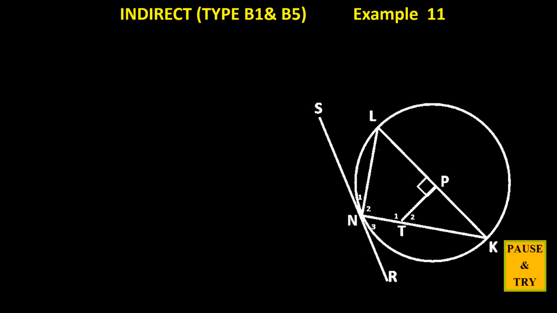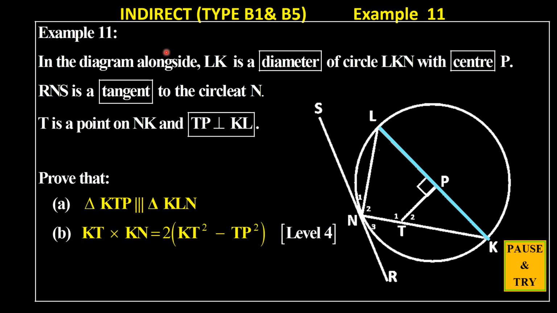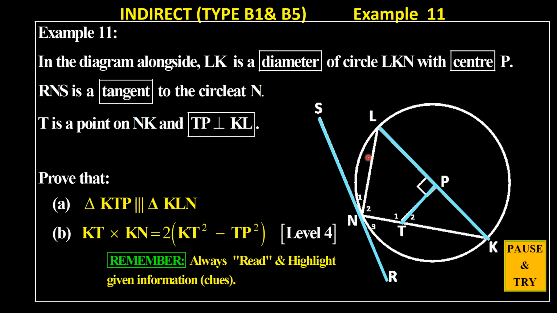Now let's look at our last type of indirect question, which is the indirect type B5. It's example number 11. In this diagram alongside, we've got LK is a diameter, and P is the center of a circle. R and S, that's a tangent. And we also have that TP is perpendicular. So there's the given information.